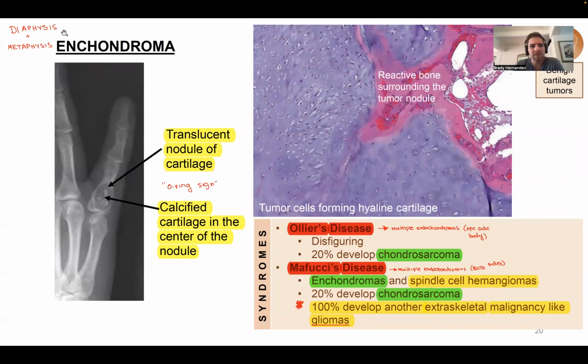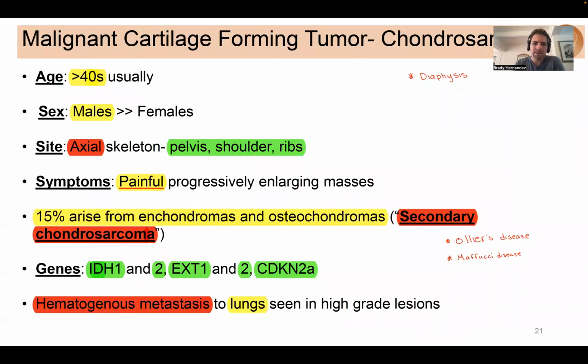And then endochondromas, you can see it at the diaphysis and metaphysis. Here's these different ones. So Ollier's disease, if that's how you say it, you actually get these multiple endochondromas, but they tend to be unilateral. Maffucci's disease, you can get it bilateral, and you also get a combination of different things, hemangiomas, chondrosarcomas, and gliomas. So there's probably something wrong with one of those big tumor suppressors like P53, being that there's so many different variety of tumors that form.